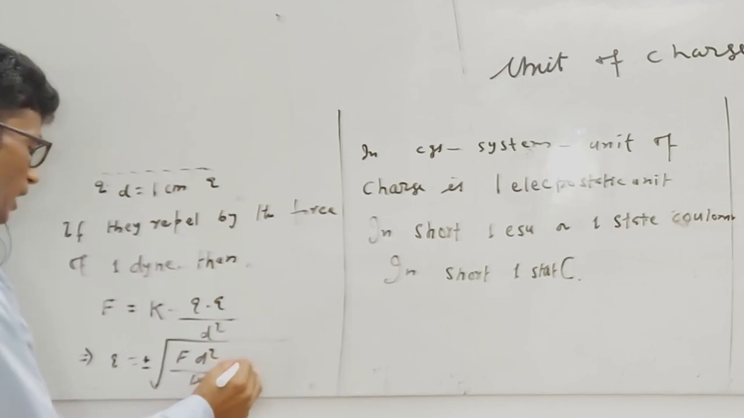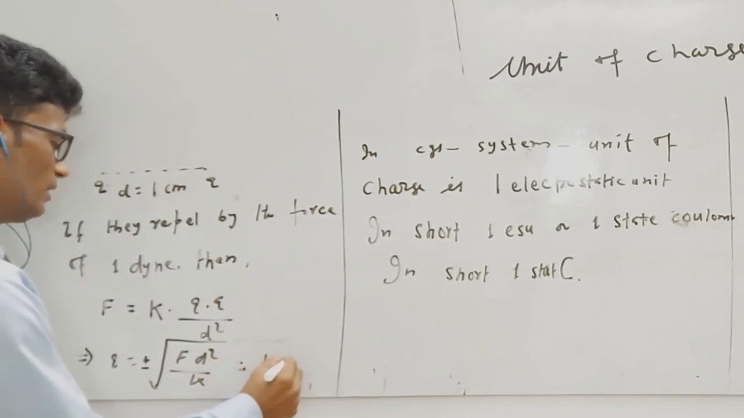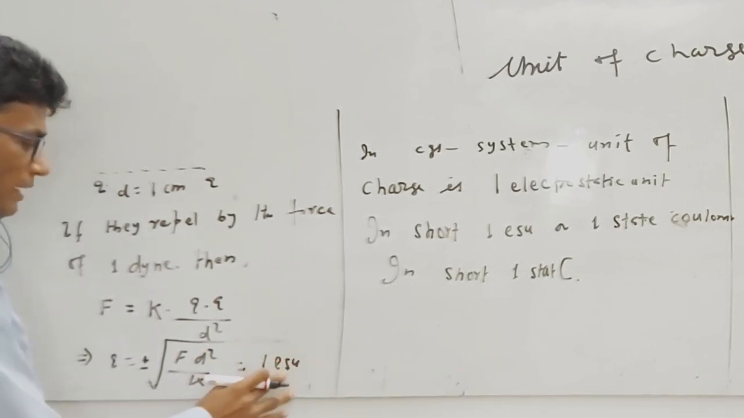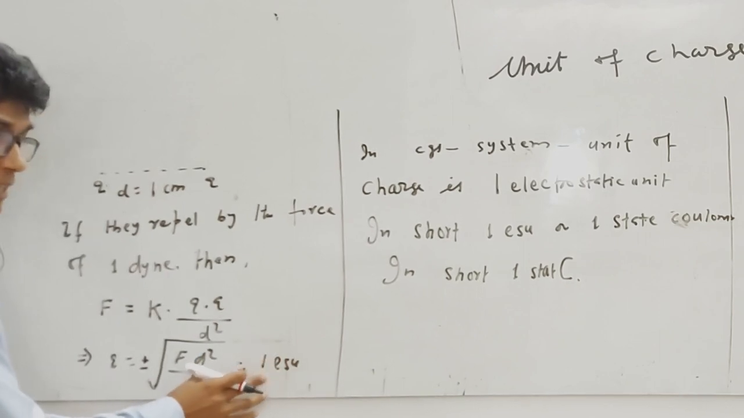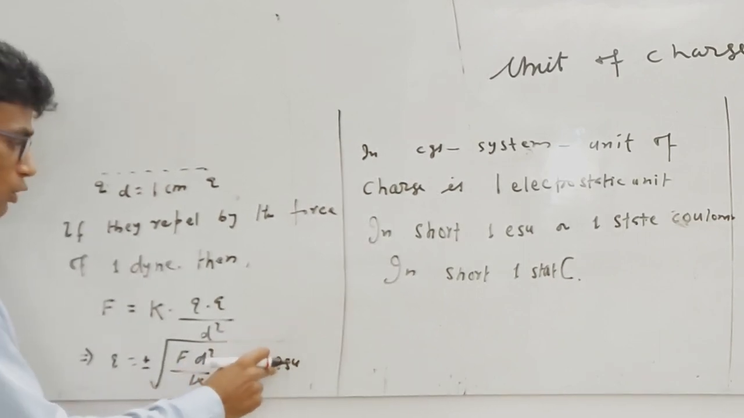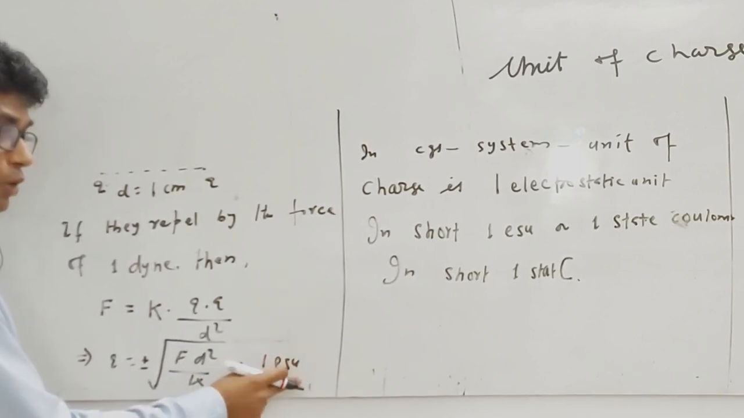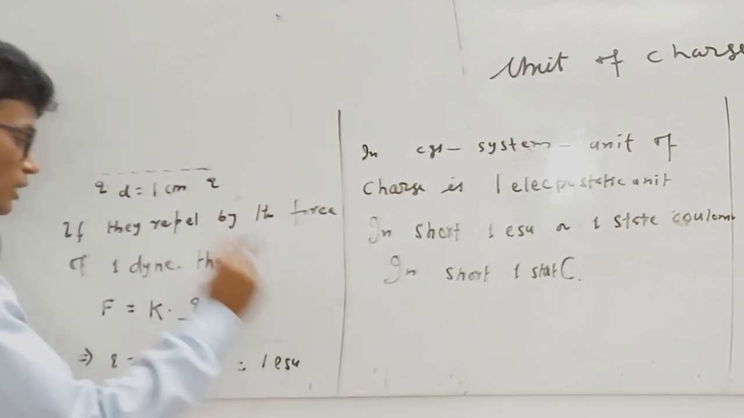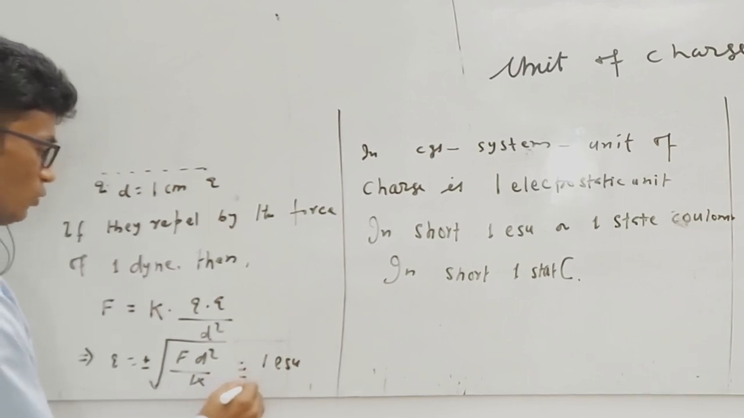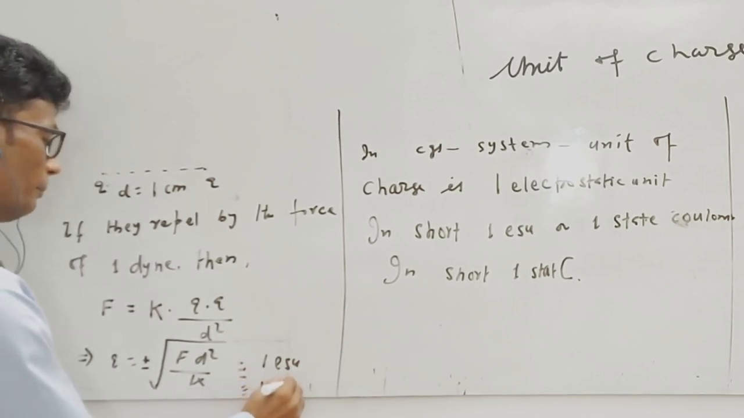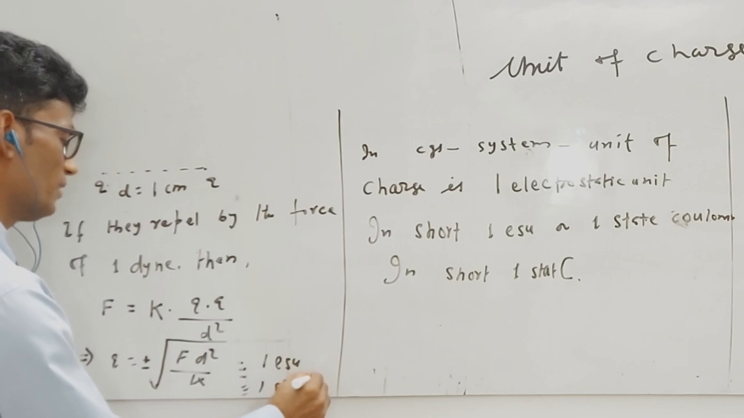So it comes out to be 1 ESU, short form of that. Write the short form but never speak the short form. You always speak electrostatic unit, or as good as 1 statcoulomb.